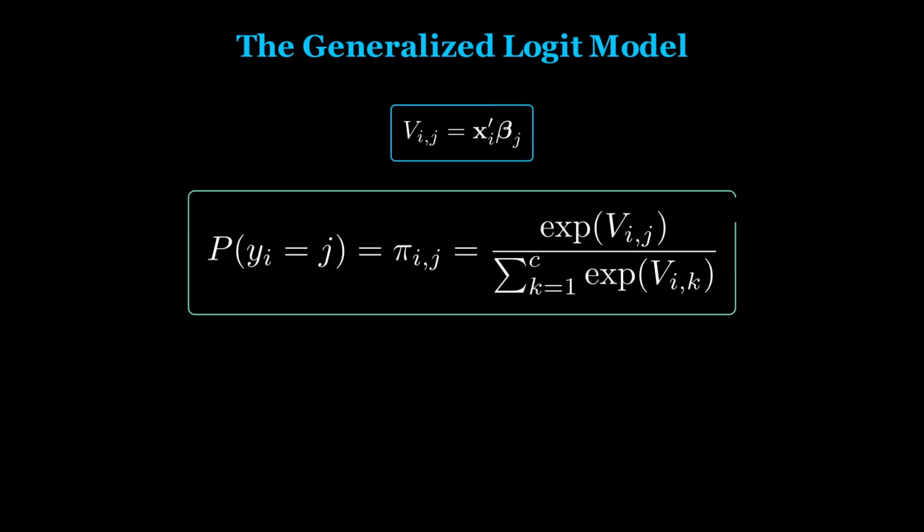Now, Vij is just a number. To connect it to the nominal response, we convert those numbers into probabilities. The probability that observation i belongs to category j is the exponential of Vij divided by the sum of the exponentials across all c categories. Exponentiating guarantees every term is positive, and dividing by the total forces the probabilities to sum to 1 across all c categories. That's exactly what we need for a valid probability distribution over the categories.